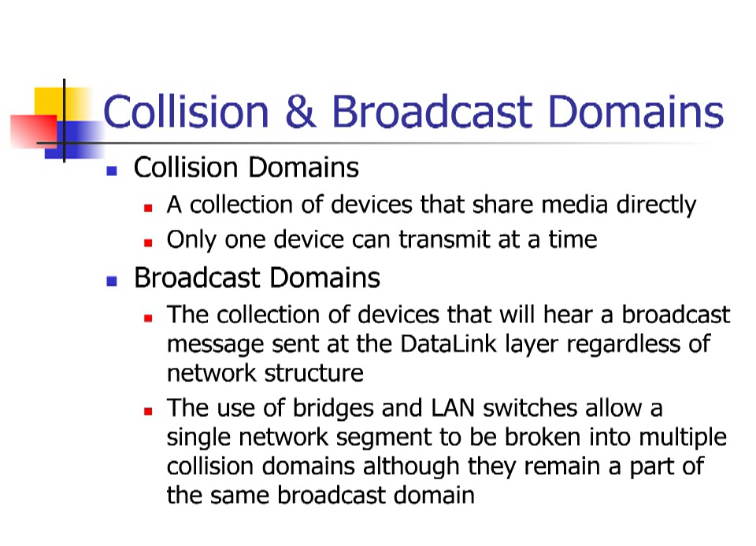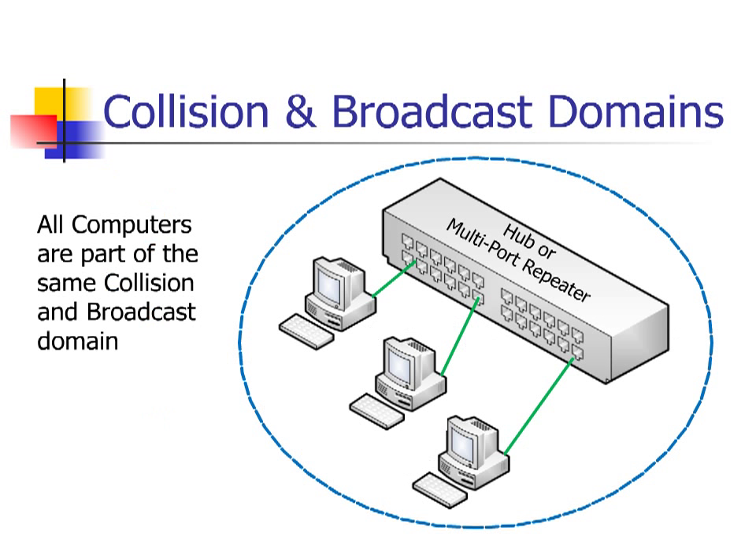So in the next couple of slides here, we'll show you some graphics and help to clear that up for you a little bit. So in this graphic, all of the computers that you see are part of the same collision and broadcast domain. And that's because we're using a hub. If you look at the labeling on the device that we connect the computers to, this is a hub or a multi-port repeater. And in that type of device, when we send a message into the hub, it just simply forwards that electricity out to all devices that are attached to it. So it's just the same as if they're all connected to the same cable, the same media.